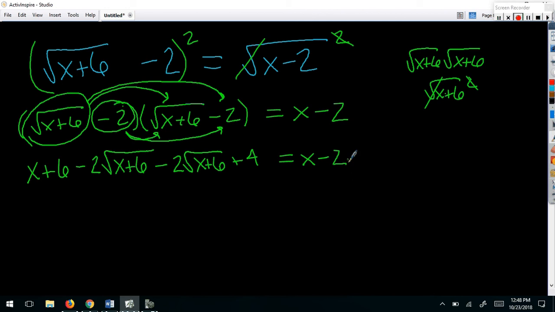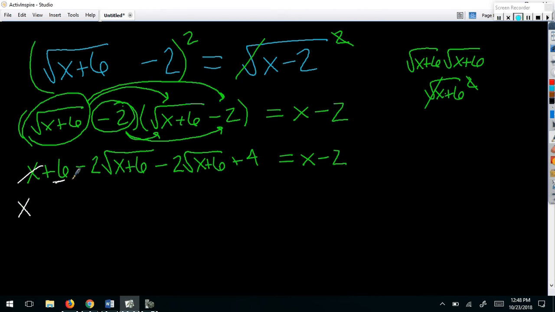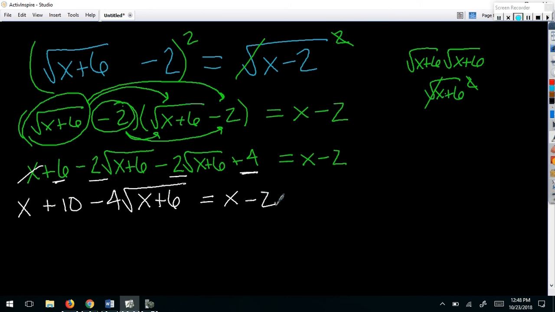Should be downhill from here for you. The hardest part of this is foiling. They are like terms, or like radicals. So I got x, and let me combine these first. 6 and 4 give me what? 10. Negative 2 and negative 2 are the coefficients. Together would give me negative 4 root x plus 6.